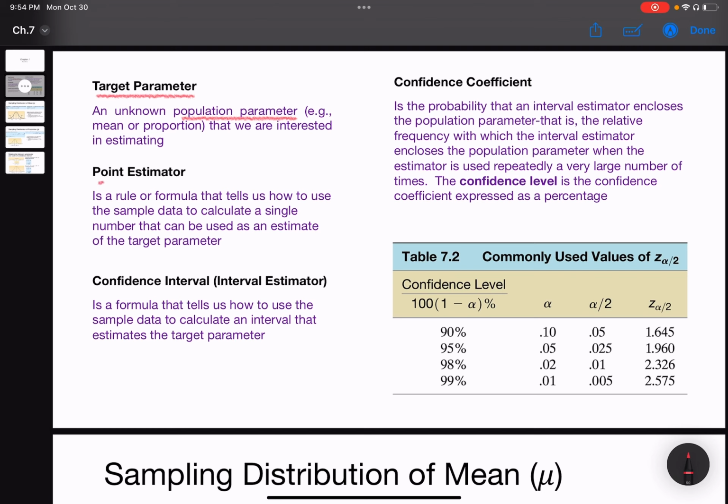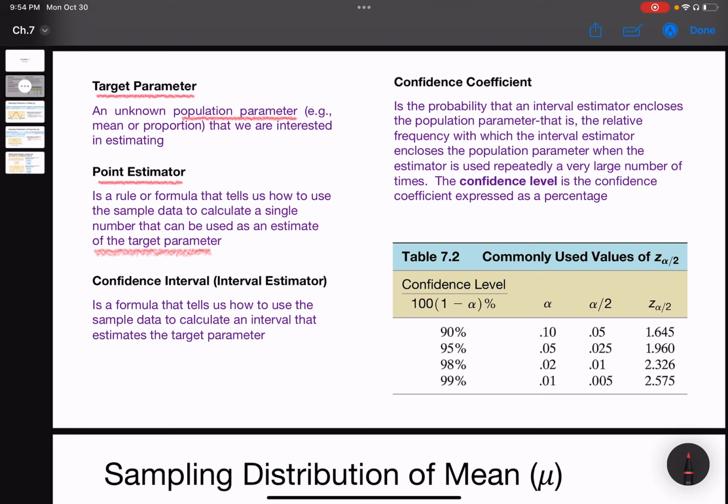Also, point estimator is a rule or formula that tells us how to use the sample data to calculate a single number that can be used as an estimate of the target parameter. We basically use the point estimator to estimate the population parameter.